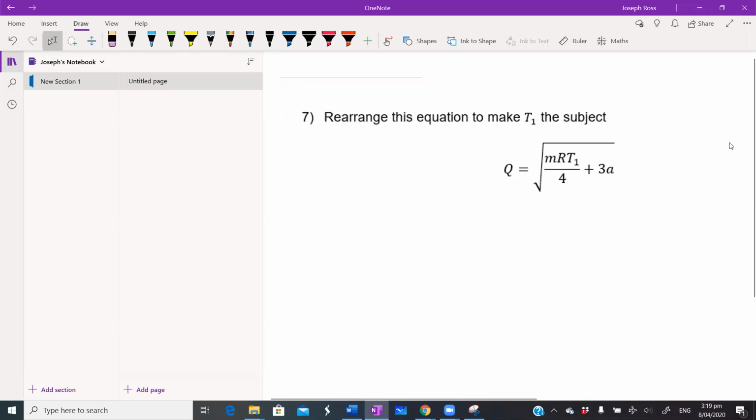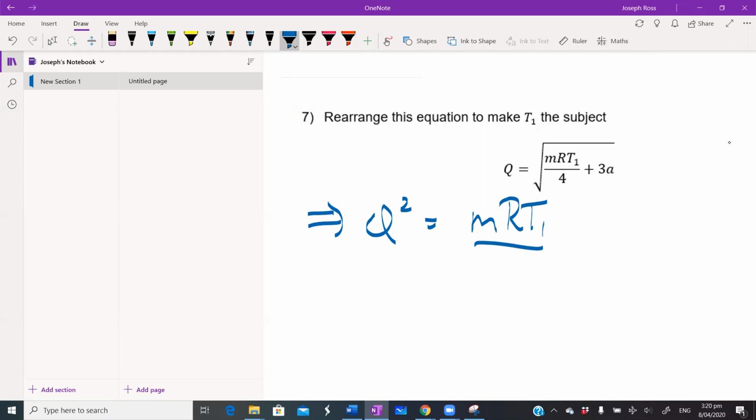So the first thing to do is on that right-hand side, the side where T1, our target, is, that's all under a square root. So the first step would be to take the square of both sides to get rid of that square root. So therefore, we've got Q squared equals, we're getting rid of that square root, so we've got MRT1 divided by 4 plus 3A.